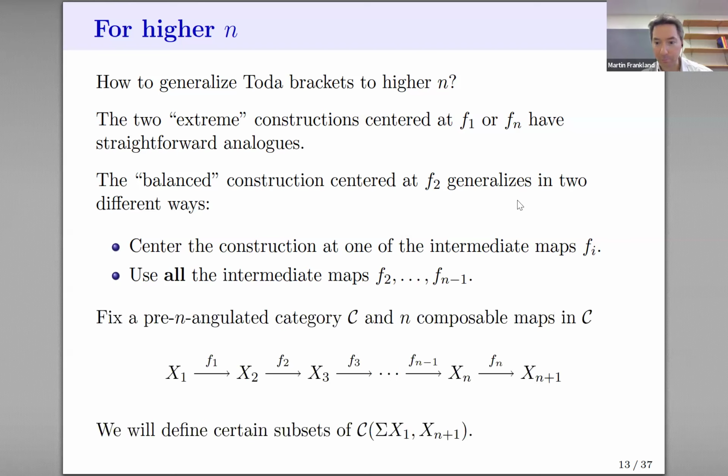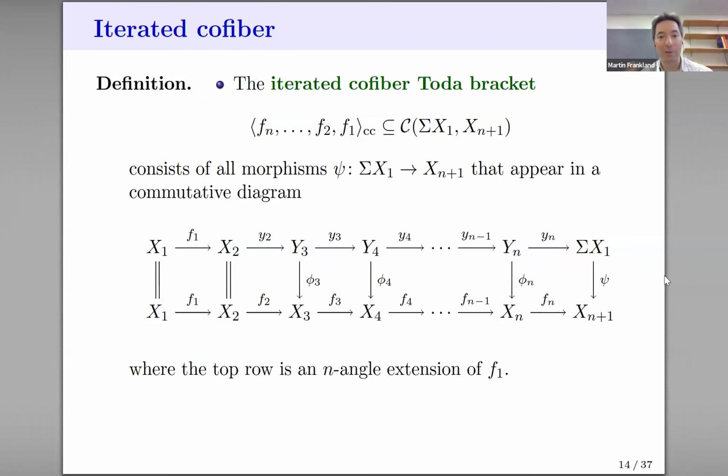So first, the setup. We're just going to be looking at n composable maps in a pre-n-angulated category. And we're trying to make sense of the Toda bracket by mimicking the triangulated definition. It's going to be still a subset of this Hom abelian group right here, where I need to suspend the domain. Let's start with the 2 extreme cases.